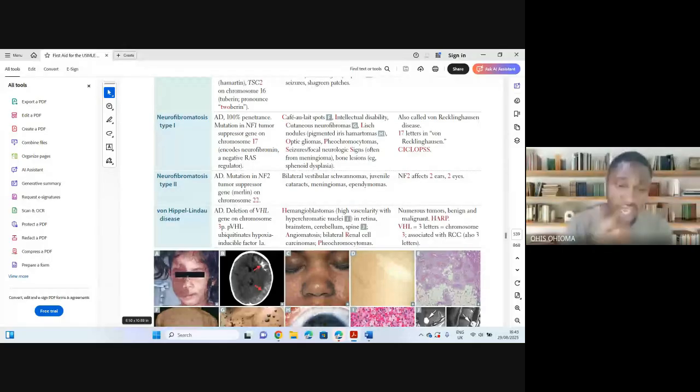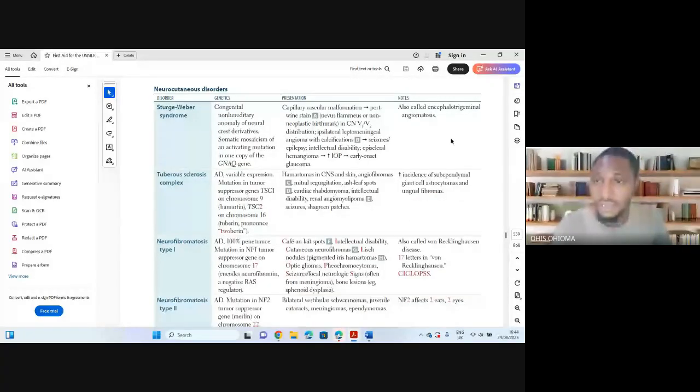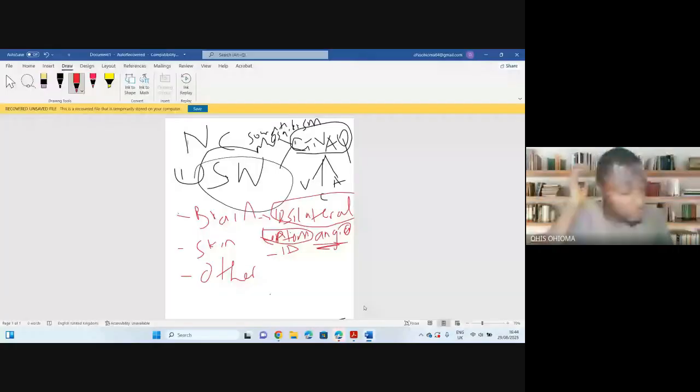So you can see everything about the pathophysiology is relating to blood vessels, right? So there's another blood vessel formation, and it's usually ipsilateral, usually unilateral, right? And it usually follows the distribution of the trigeminal nerve, right? So another name for this is encephalotrigeminal angiomatosis, meaning that it follows the distribution of the trigeminal nerve.